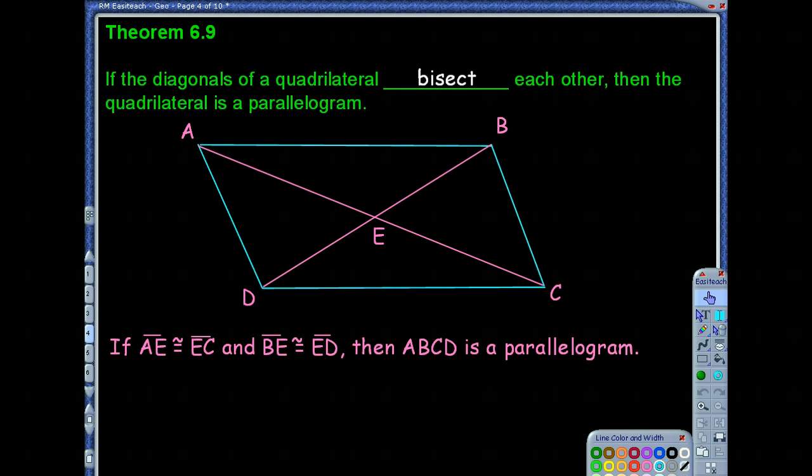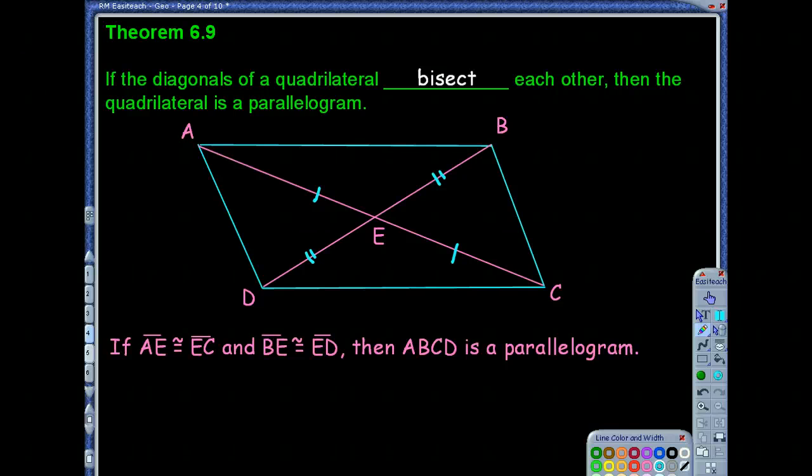Exactly. And if you look at this one, we can see that we're saying that AE was congruent to EC, and that BE was congruent to ED. Kind of did that backwards. But if I know that those diagonals are bisecting each other, then I know that this is a parallelogram. So same ideas. And again, we could say diagonals bisect each other converse. Perfect. All right, I think we have one more.